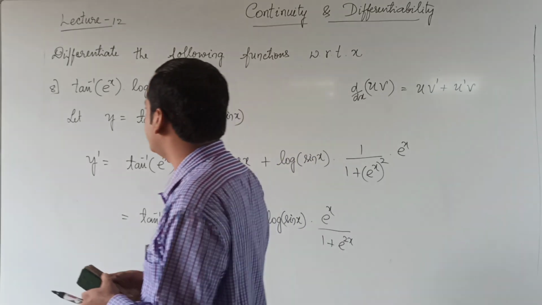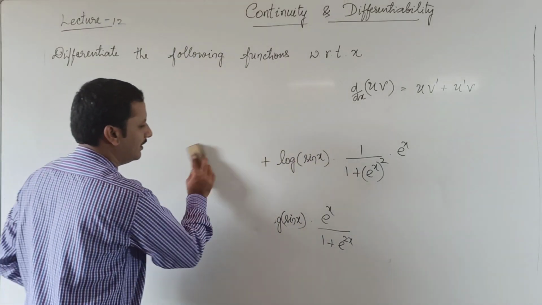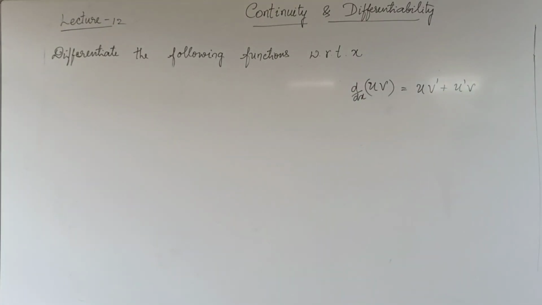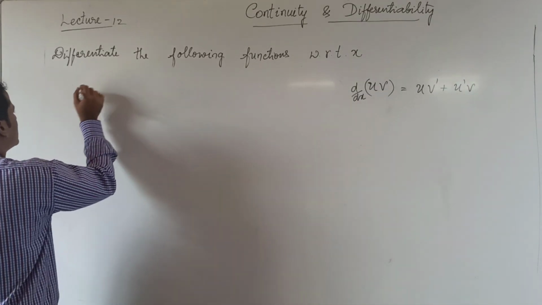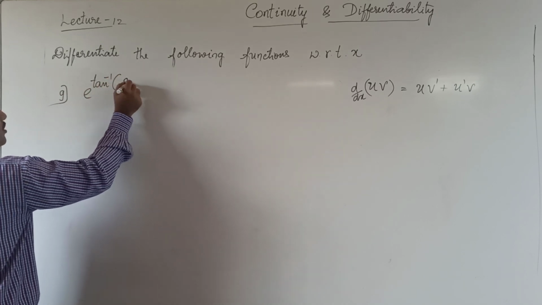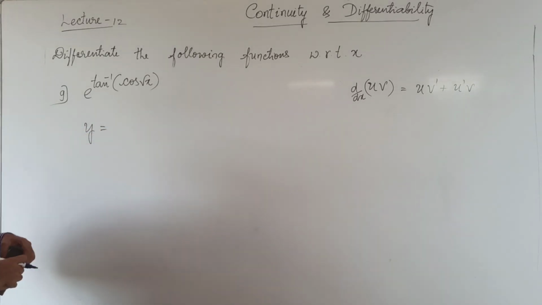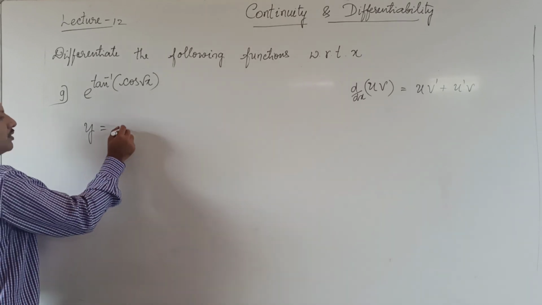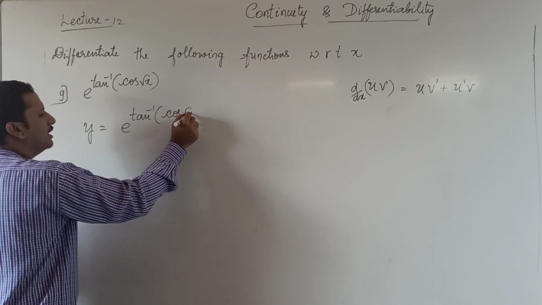Last problem of the day. E power tan inverse of cos root x. Students, just like in all the other problems, we shall take this as y. Let y is equal to e power tan inverse of cos root x.